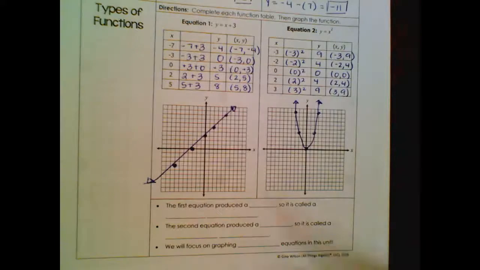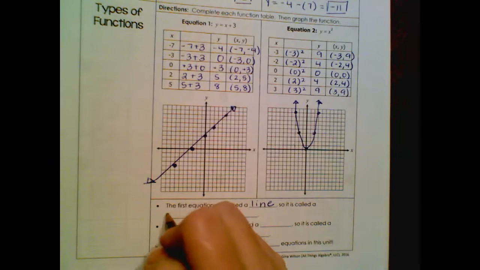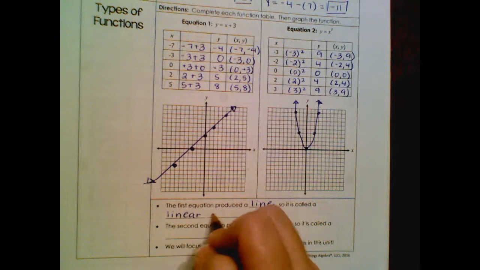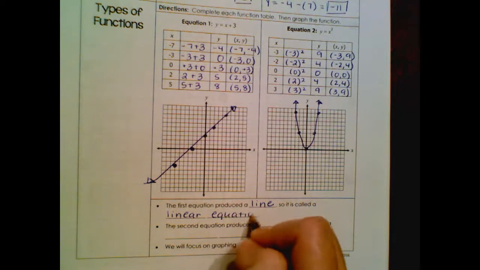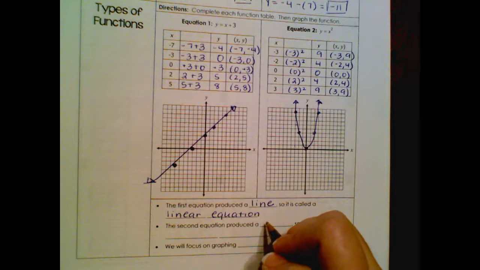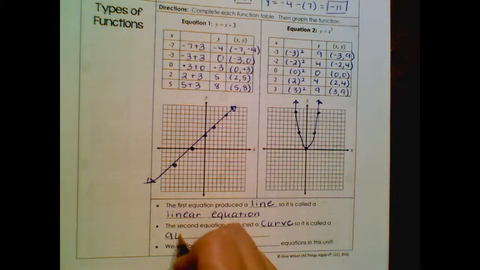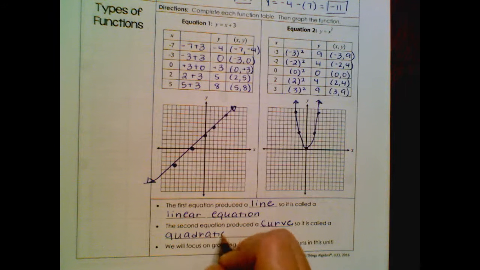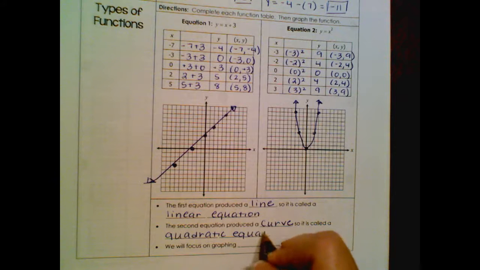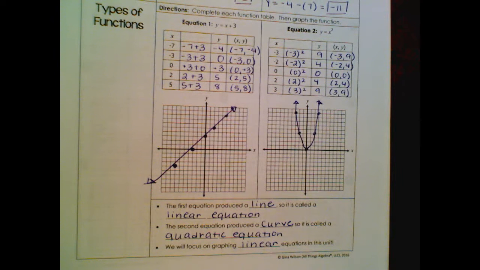So the first equation, the one that we just did, produced a line. So it's called a linear equation. Second, produced a curve. Whenever it produces a curve, it's called a quadratic equation. We are only focusing on linear equations this unit. But if you have any questions, let me know.